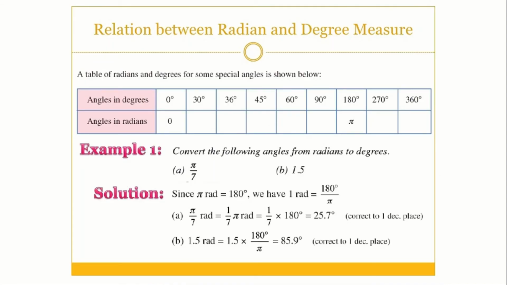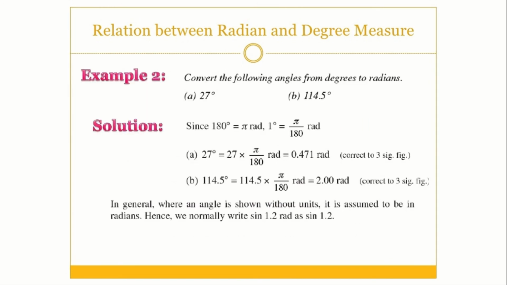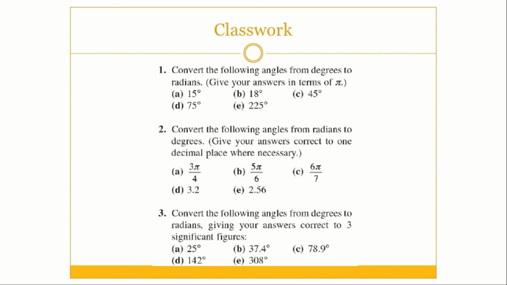So this we already know. For each and every degree, if we calculate, we can form a table for this. And I have included an example problem, pi by 7 and 1.5. You can take note of these two. And example 2: 27 degrees and 114.5 degrees to radians, which you have to calculate by using the degree to radian and radian to degree measures. So these three are an activity for you. You can even calculate them and comment to me in the comment section. Also, these are very important problems.